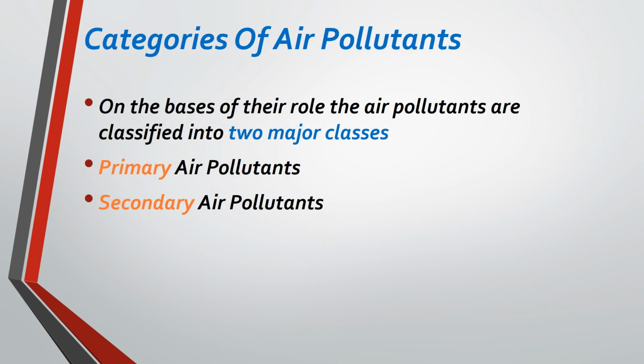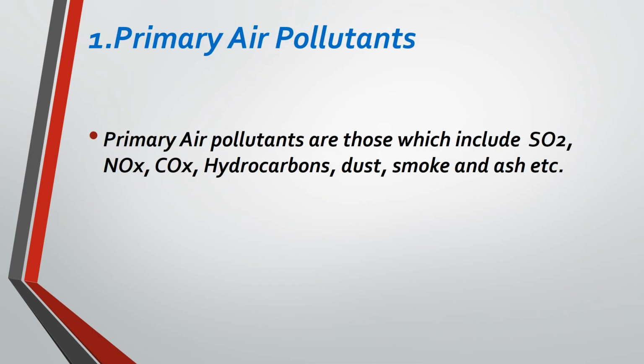Categories of air pollution. Air pollution is categorized on the basis of the role of pollutants into two major classes. We classify them as primary air pollutants and secondary air pollutants. Primary air pollutants include sulfur dioxide, nitrogen dioxide, carbon dioxide, hydrocarbons, dust, smoke, and ash, etc. These types of pollutants are called primary.